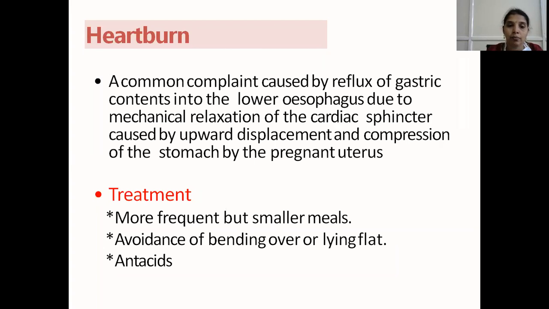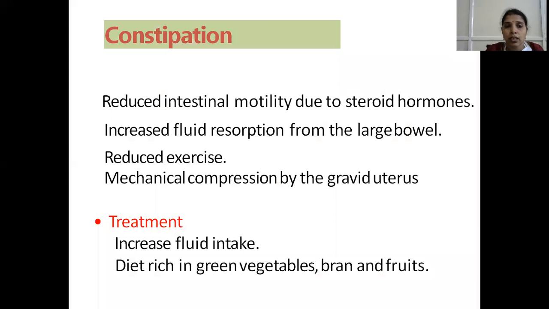How to manage this heartburn? More frequent but smaller meals, avoidance of lying down or sleeping immediately after taking food, and if it is severe, take antacids. Constipation, as I told you for heartburn, is also due to reduced intestinal motility due to hormones, and increased fluid resorption from the large bowel. We don't do brisk exercises, so exercise is reduced, and mechanical compression by the gravid uterus also causes constipation.